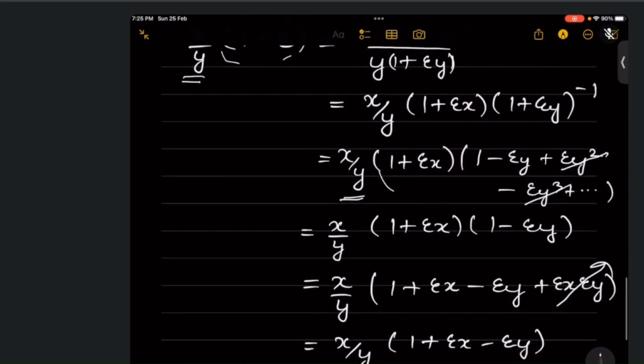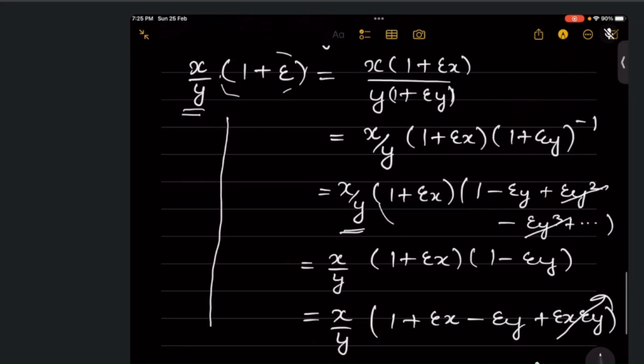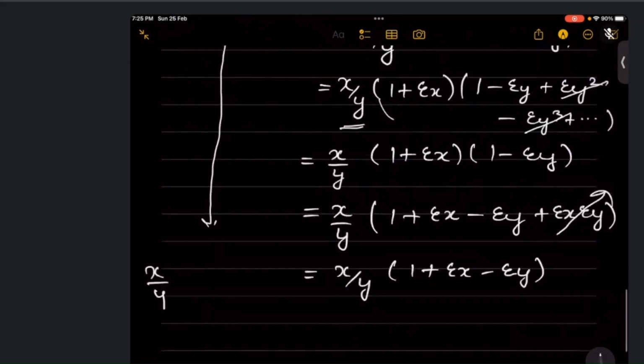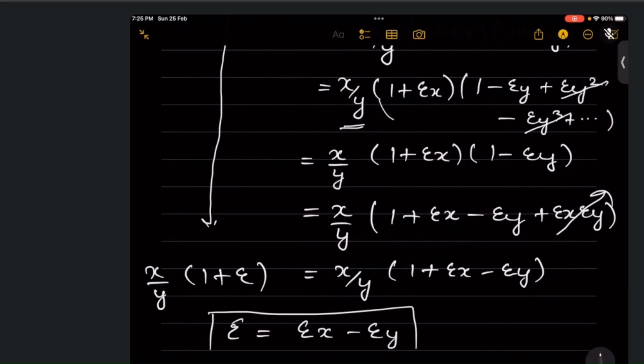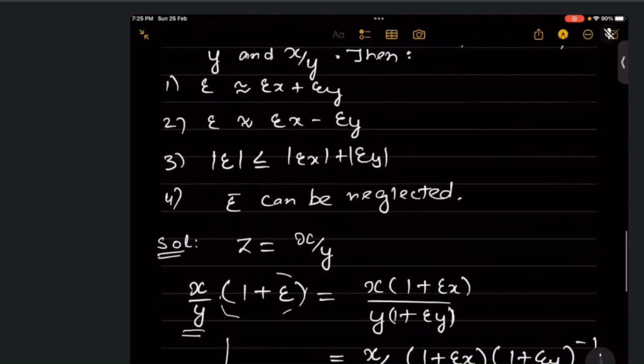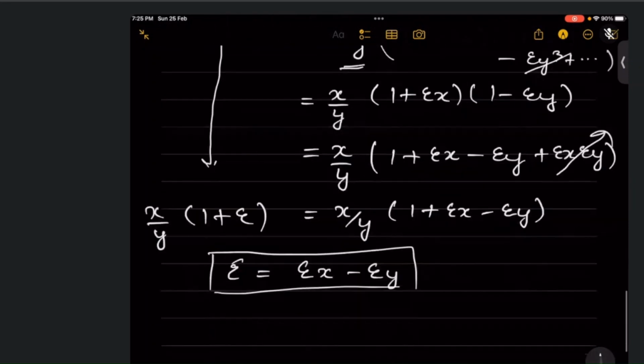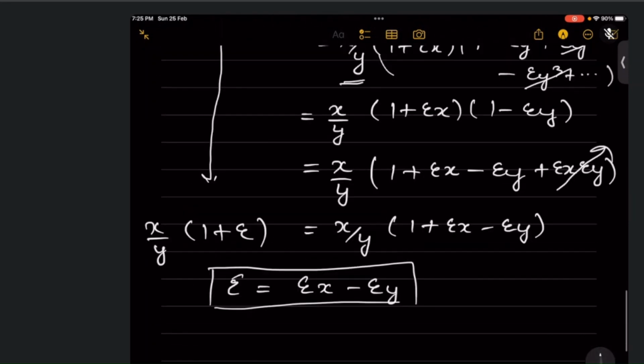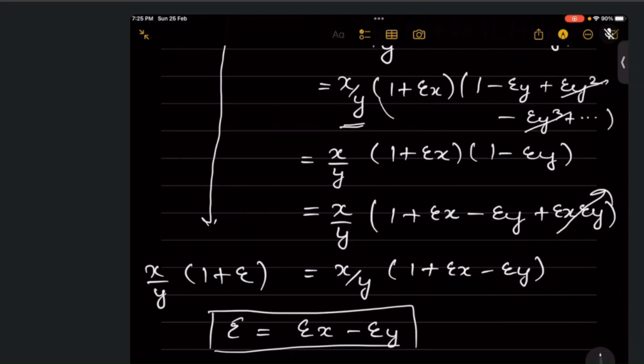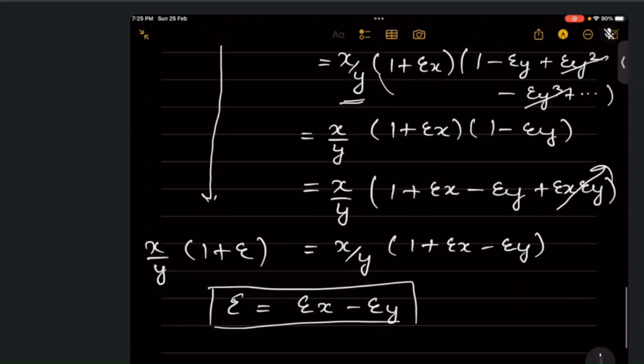So now seeing from the left hand side, you can directly compare the values. So here you can see epsilon is equal to epsilon x minus epsilon y, correct? So option 2 will be correct. Noted till here? So everyone understood this? Okay.